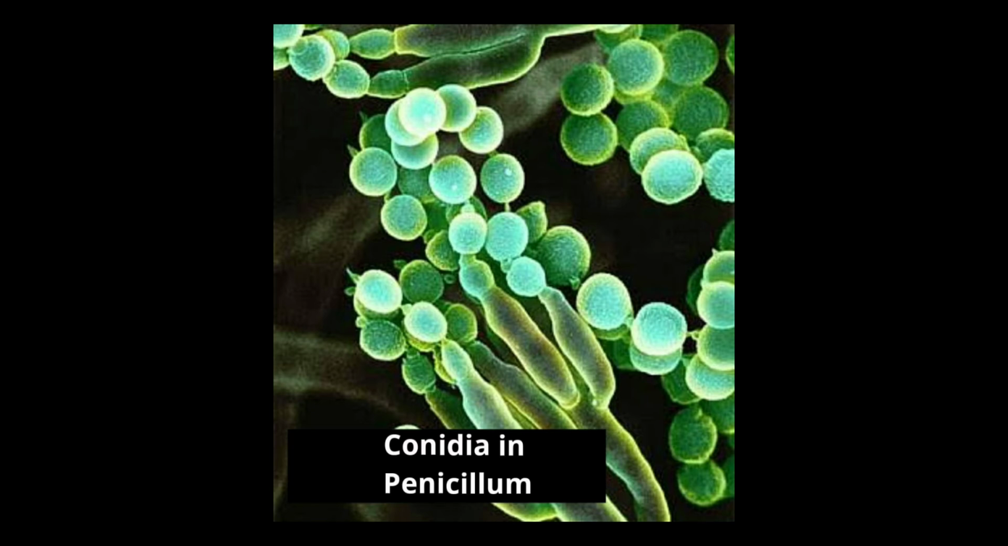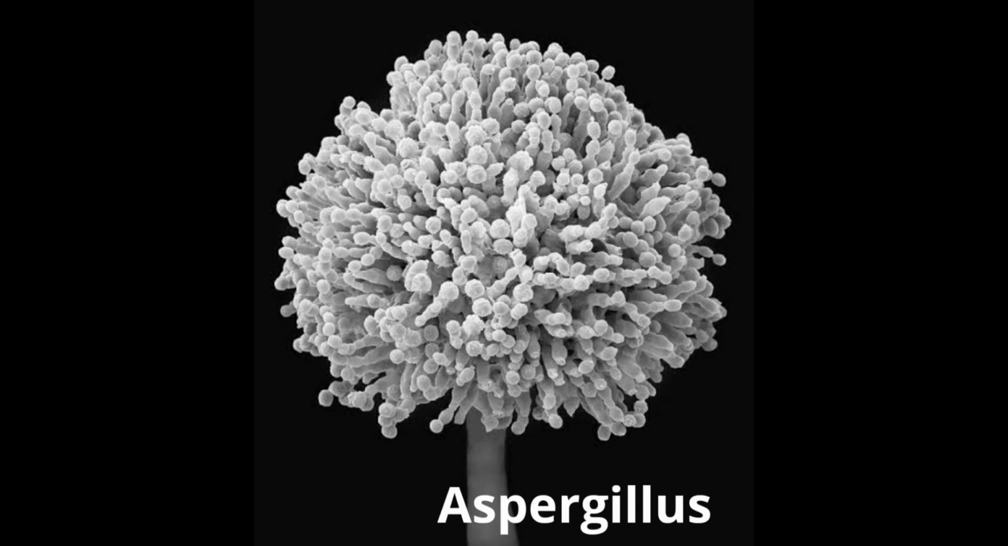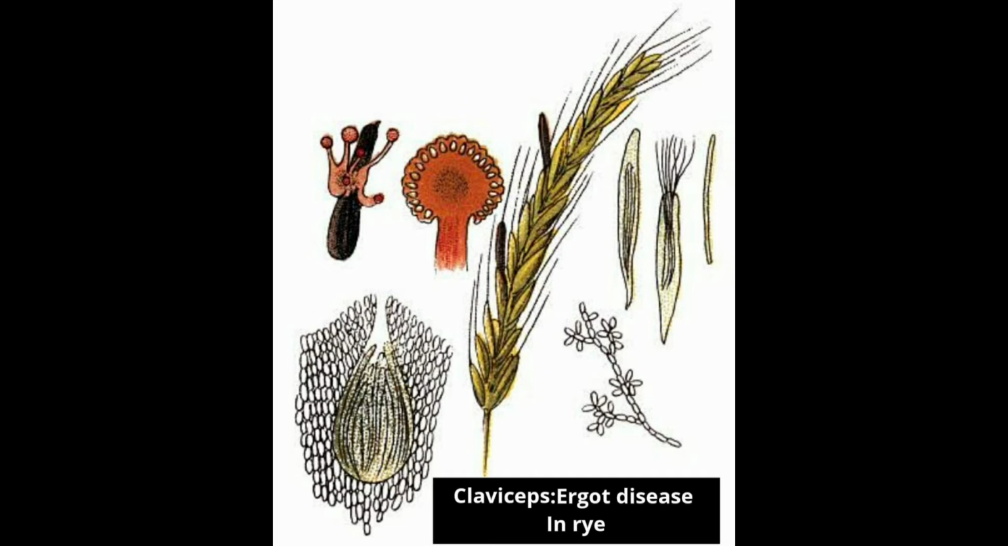These are the exospores, non-motile chain-like spores. This is Aspergillus, which also belongs to Ascomycetes only. It will be there in stored grains and it produces aflatoxins, which are carcinogenic. This is Claviceps, which causes ergot disease in rye, which is also a member of Ascomycetes. It spoils the grain and it causes a disease called ergotism.